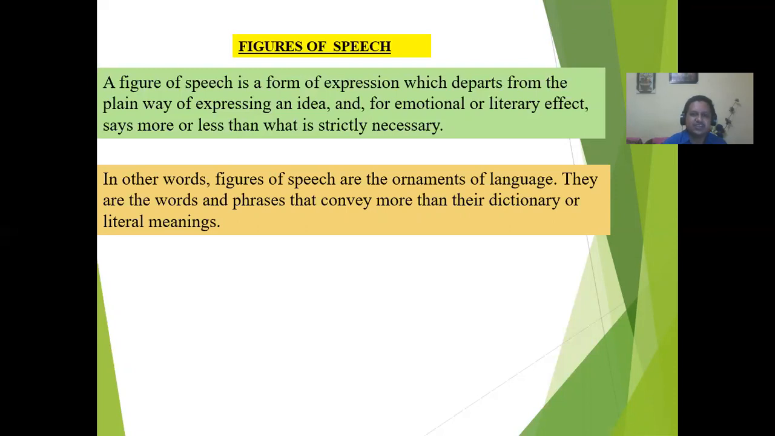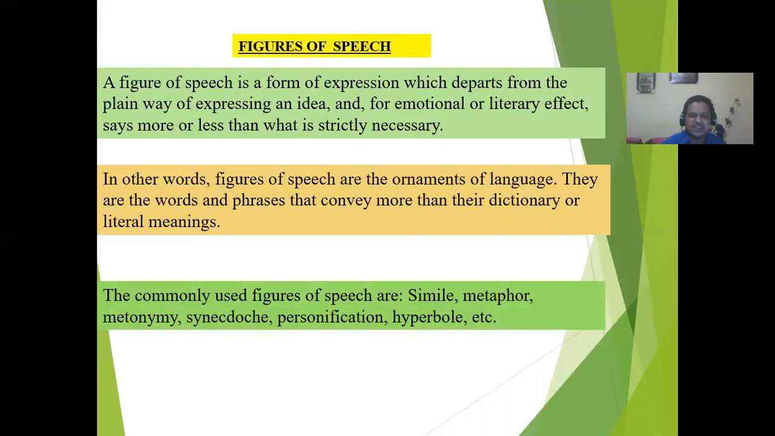So we see figures of speech are words and phrases. They actually convey more than their dictionary or literal meanings. They actually say something more. They go beyond the dictionary or literal meanings and make literature very attractive and very interesting to the readers, to the students. The commonly used figures of speech are simile, metaphor, metonymy, synecdoche, personification, hyperbole, etc.